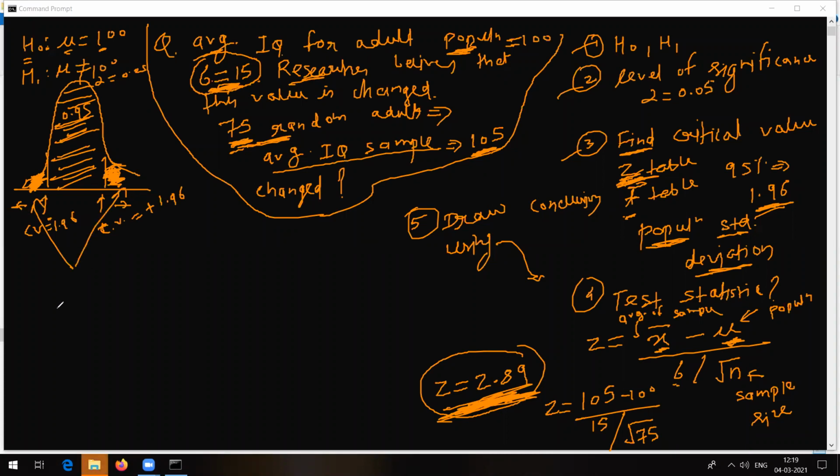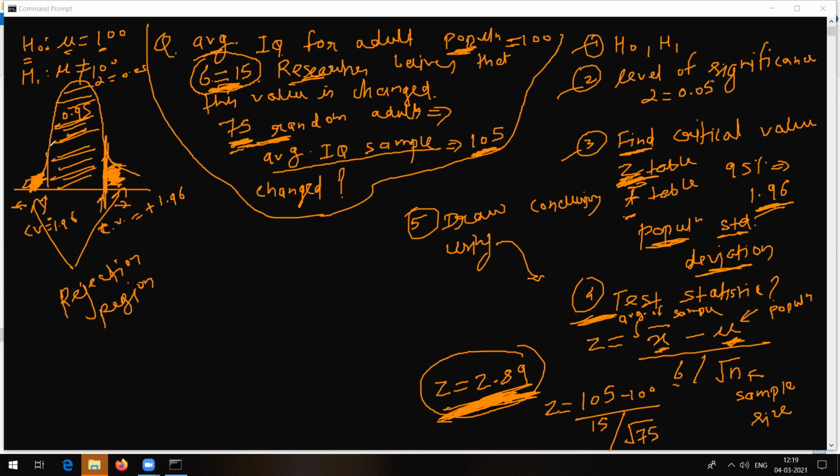This shaded area is actually called the rejection region or rejection area. So what I'm trying to tell you is, in the test which we perform, if the Z value for our sample comes in the rejection area or rejection region, then the null hypothesis fails. That is, we reject the null hypothesis. What is the value of Z in our test statistic which we got here? 2.89.